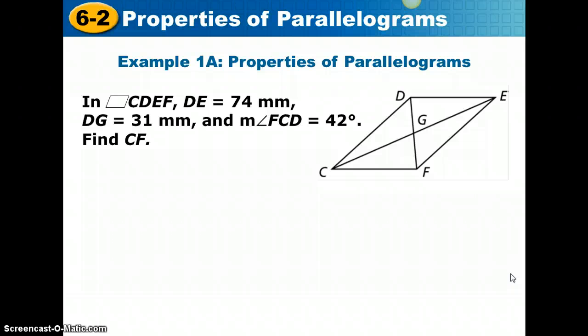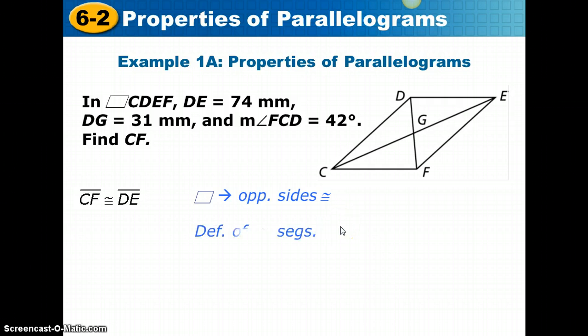In example 1a, we are given several pieces of information about this parallelogram to use on example 1a, b, and c. And so let's take a look. First, on example 1a, we are told to find CF. Well, we're going to recognize that CF is an opposite side from DE. They give you the measurement for DE. Remember, in parallelograms, opposite sides are congruent. CF is congruent to DE.